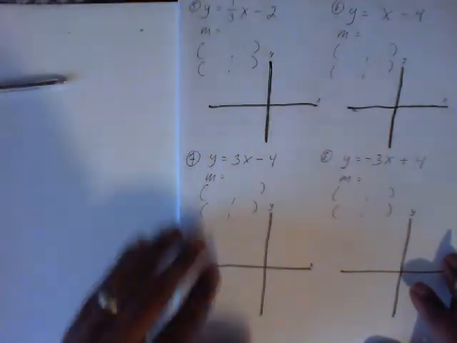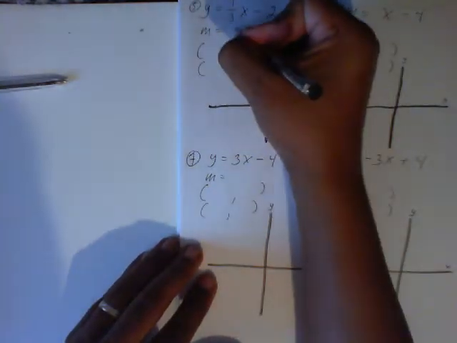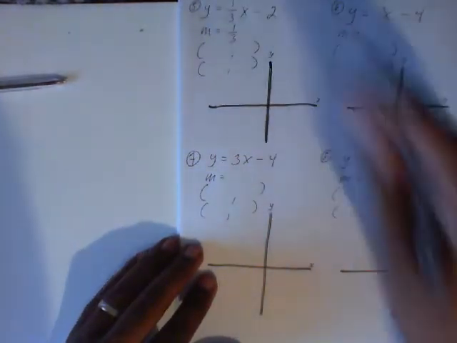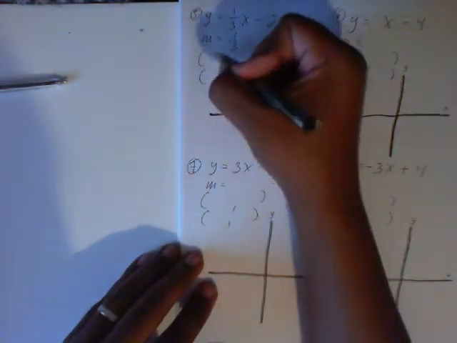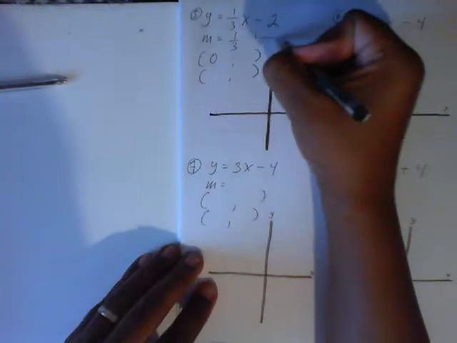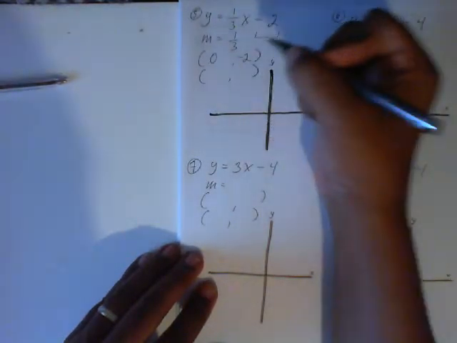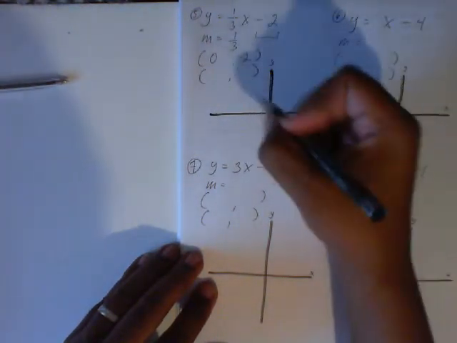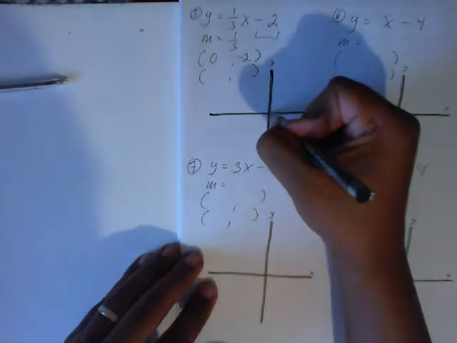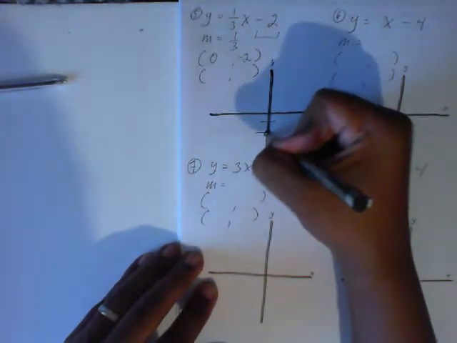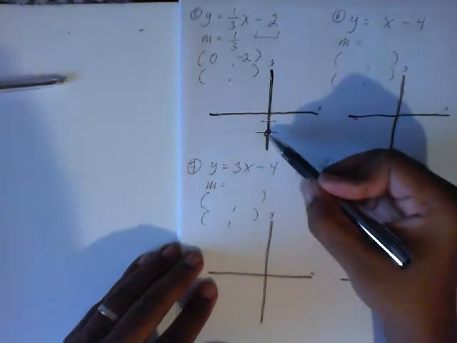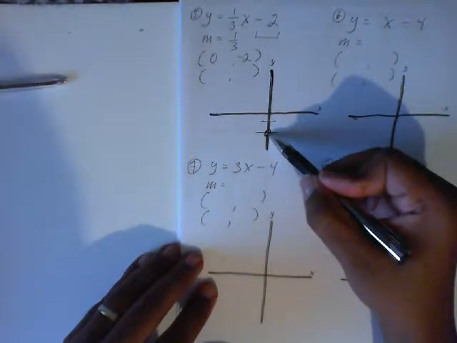Okay, for number 5, my slope is 1/3. My y-intercept is going to start off with x is 0 and have -2 as your y-intercept. Okay, so 0, -2 is located here at x is 0 and then y is -2, which is located at this spot right here.